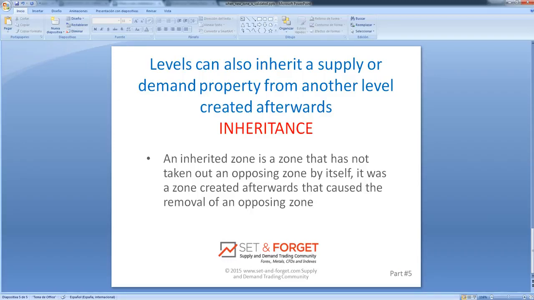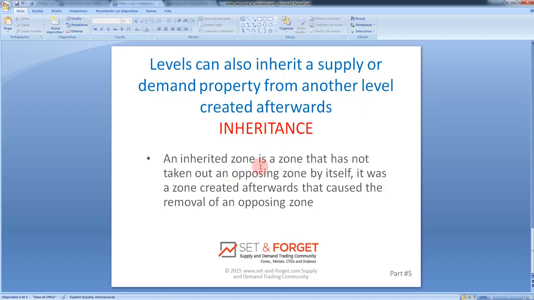Let's talk about inheritance. This is a more advanced concept, and I will try to explain it in a few charts so you can understand it correctly. Levels can also inherit a supply or demand property from another level that was created afterwards. That is the concept, we call it inheritance.